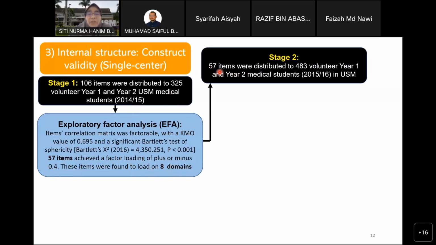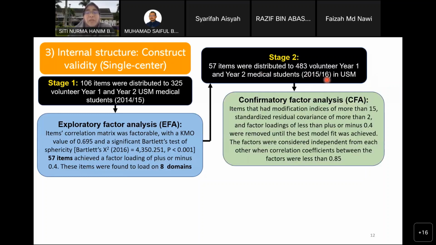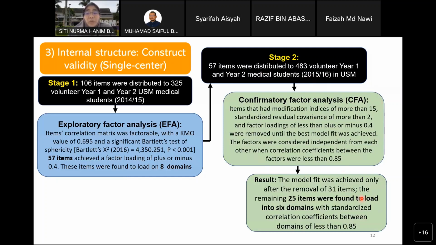These 57 items were then distributed to 483 volunteer year 1 and year 2 students, still preclinical year medical students, but different batches, 2015 and 2016, also in USM. Their responses were used to conduct confirmatory factor analysis, and we found that the model fit was achieved only after removal of 31 items. So only 25 items were found to load on 6 domains.